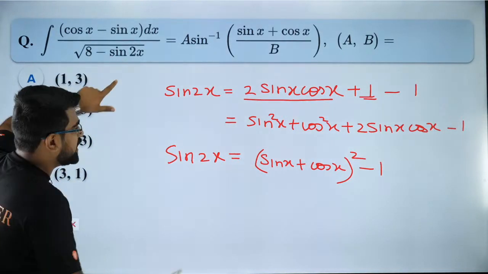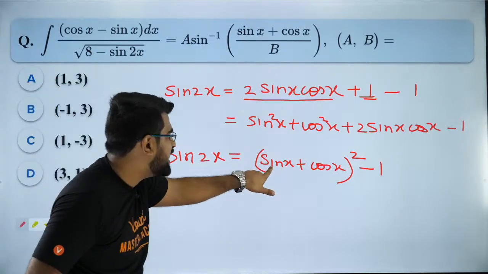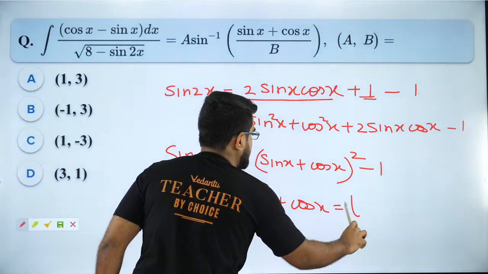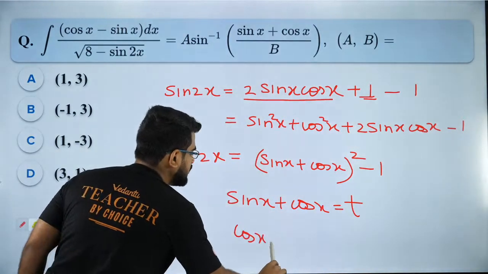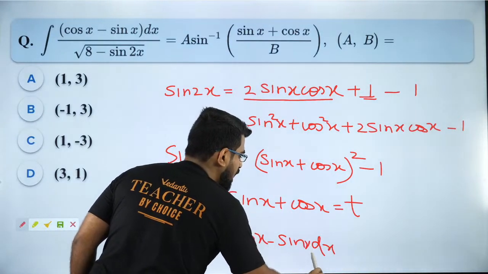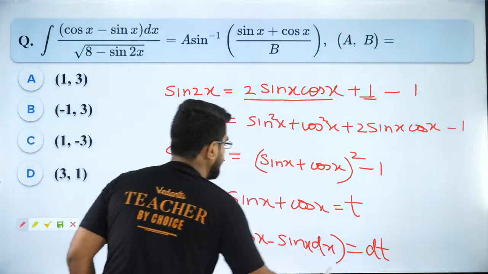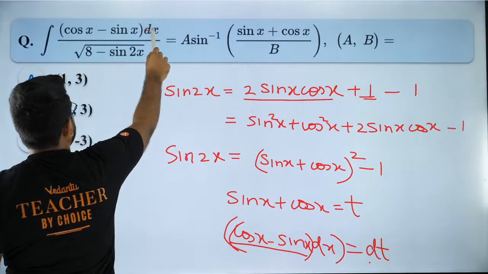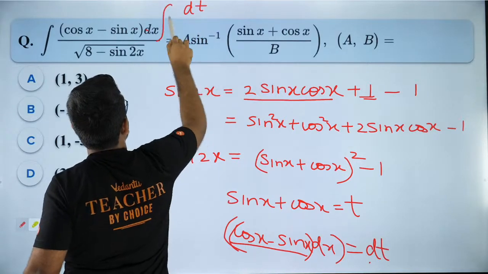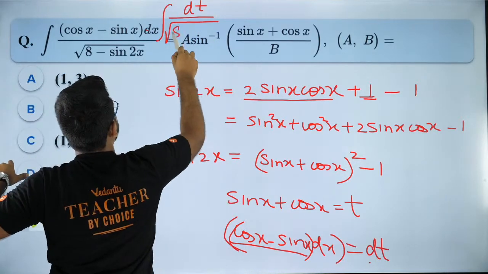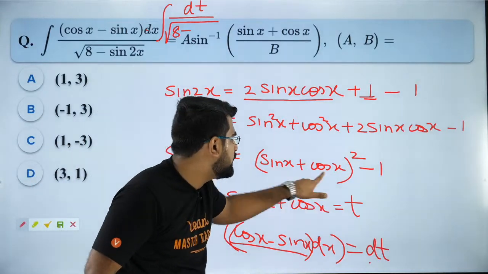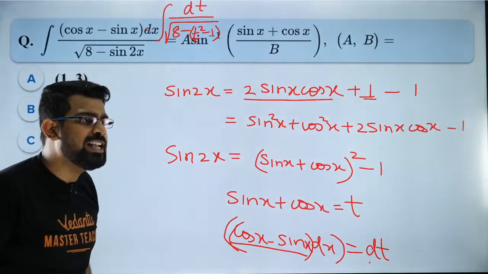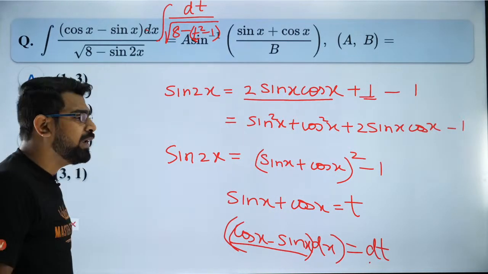So I will write the denominator like this and I will take this sine x plus cos x as t. So if I take sine x plus cos x as t, what will I get? I will get derivative of this is what? Cos x minus sine x dx. Wonderful, because this is there in the numerator. Cos x minus sine x dx is there in the numerator. So that will become dt. So that will become dt divided by, what will you get? Root of 8 minus, what is sine 2x? Sine 2x is nothing but t square minus 1. So it will be t square minus 1. So look at how easy it became.